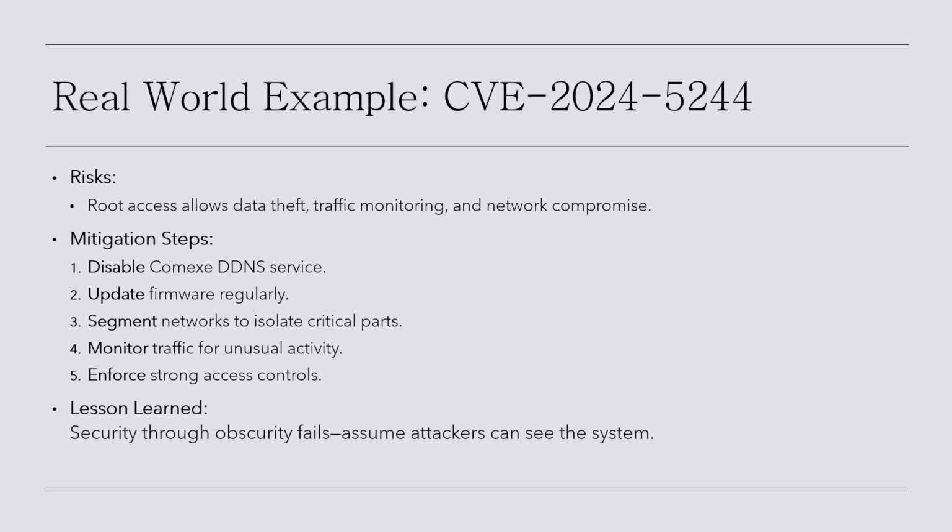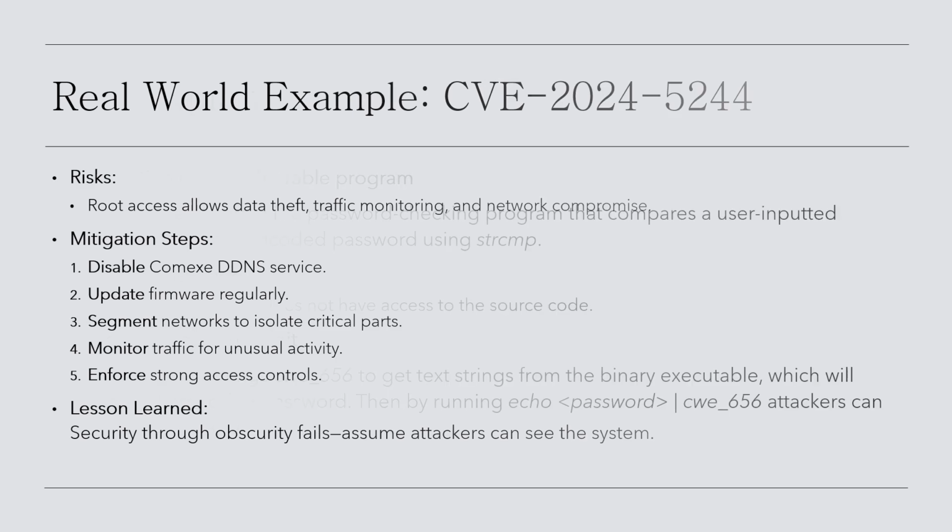Disable the COMEX DDNS service if you don't need it. Update the firmware regularly to stay protected. Segment the network to isolate critical systems. Monitor traffic for any unusual activity. Enforce strong access controls to limit unauthorized access. The key takeaway here is that security through obscurity fails. Instead, design systems assuming attackers can see everything, and ensure they remain secure even if exposed.